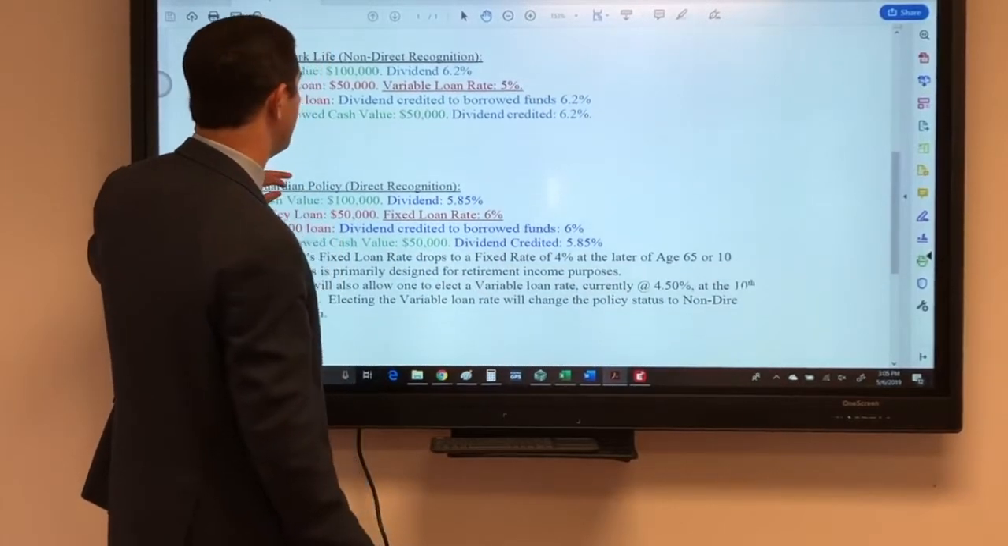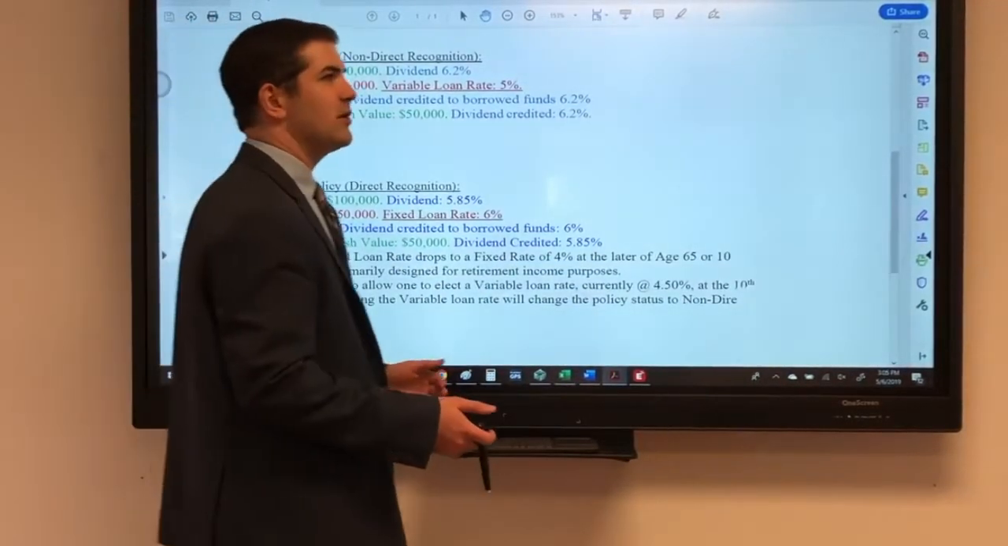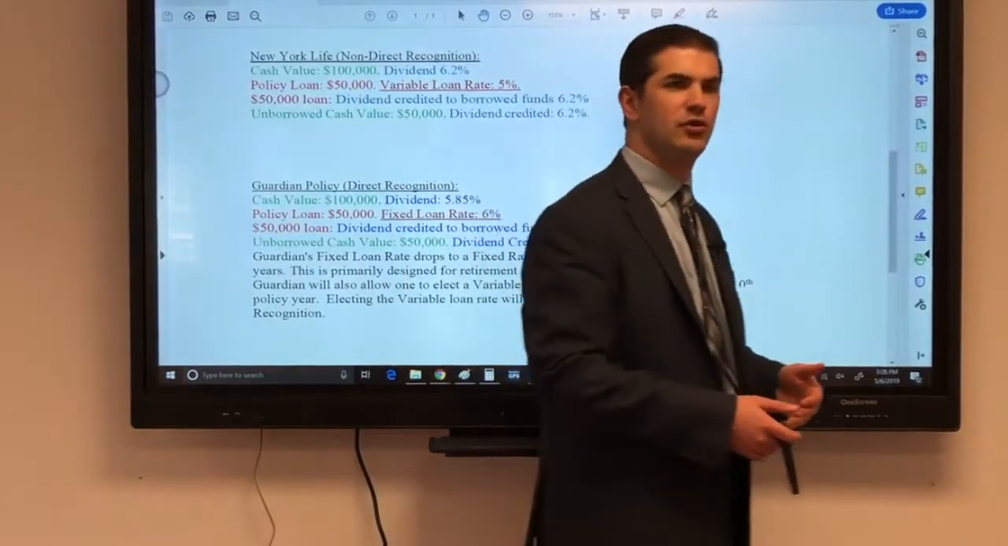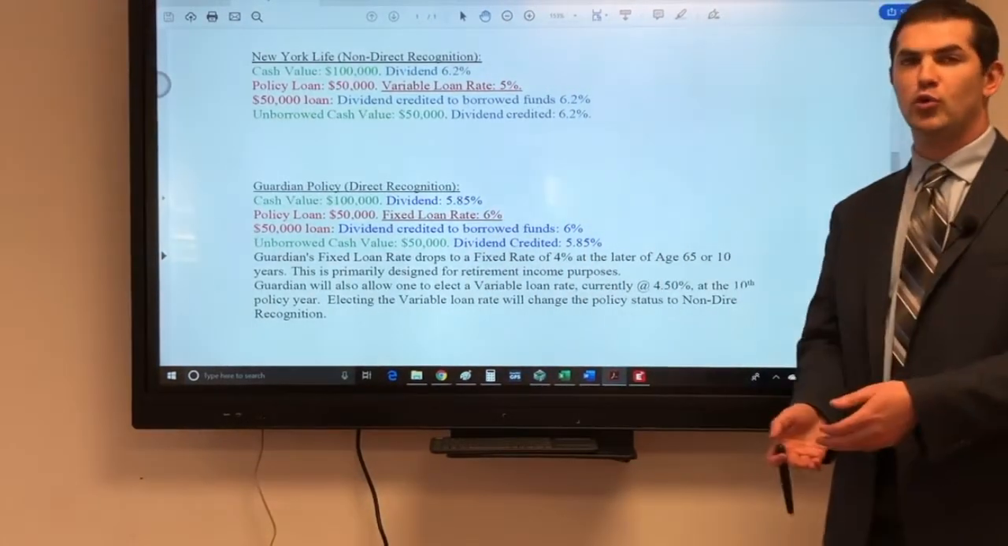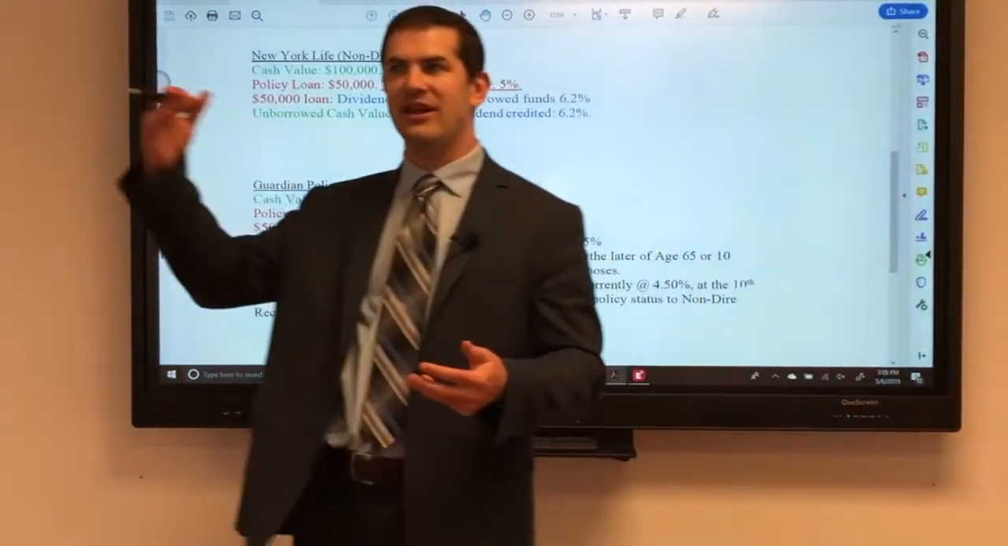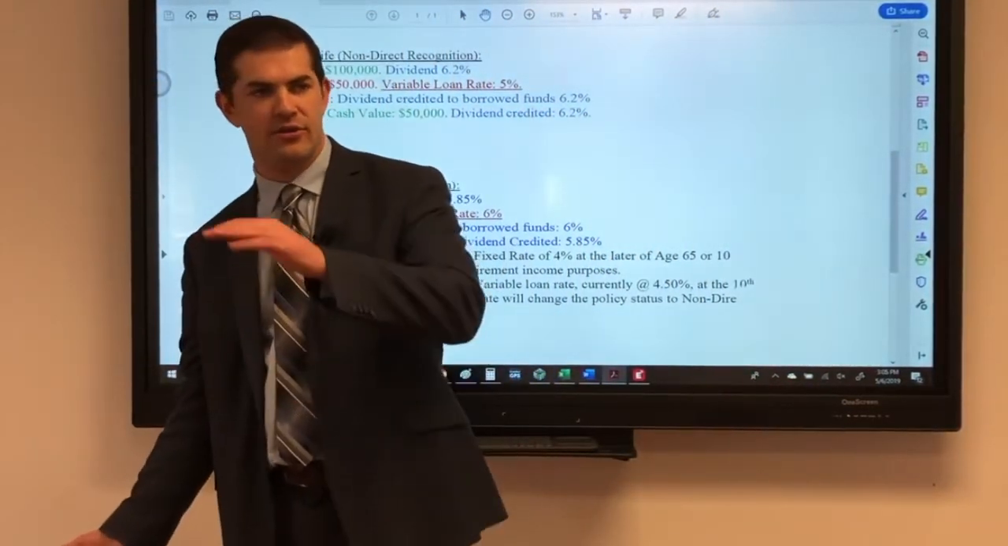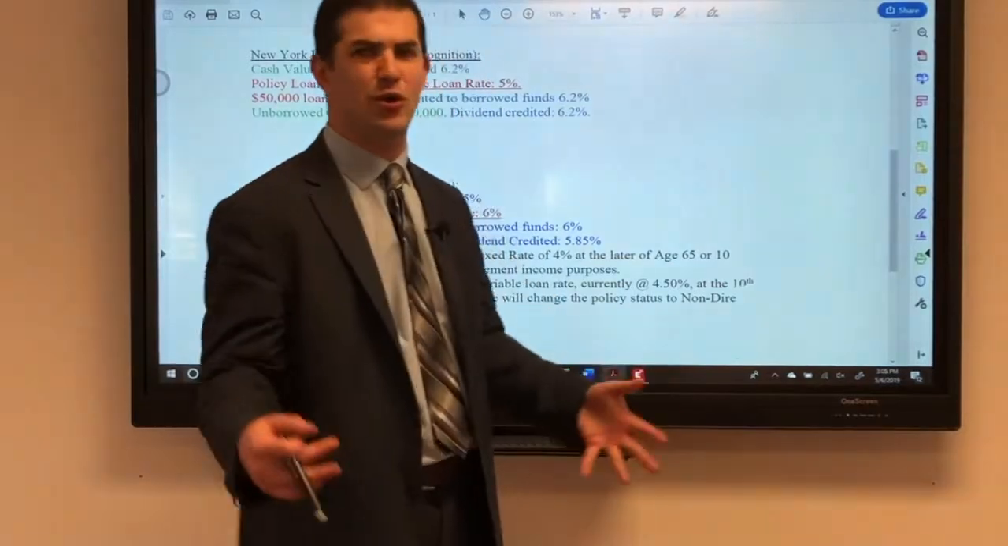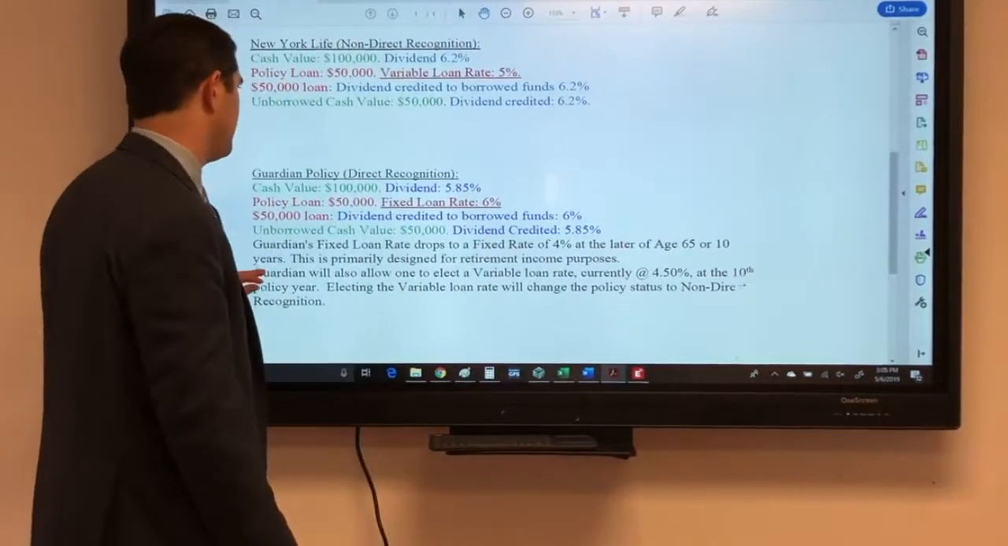Next, we've got New York Life. So they function very comparable to MassMutual in the sense that they have a variable loan rate only, and it functions in the same manner in the sense that it is linked to Moody's Corporate Bond Index. The floor is 5%. No need to go into detail there.